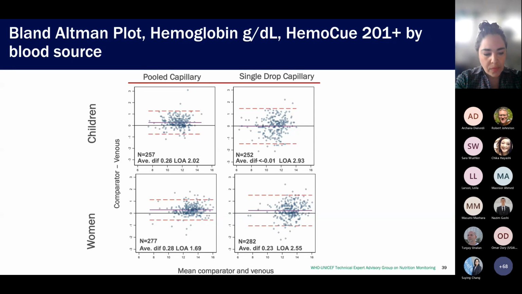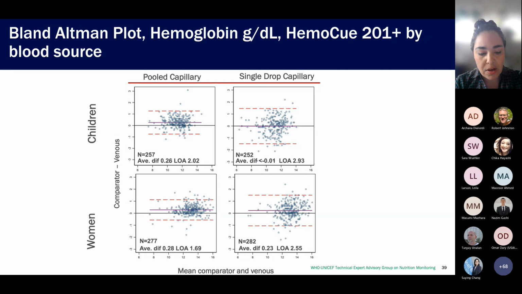Okay. So in the previous slide, the comparisons that you were looking at included differences due to the instrument used for measuring hemoglobin, which I'll refer to as analytical variation, as well as differences by sample type, which I'll refer to as pre-analytical variation. So here what we are showing are results from the HemoQ 201 plus only, because this removes the analytic variation. So we're now comparing pooled capillary blood and single drop capillary blood measured on the HemoQ 201 plus to venous blood measured on the HemoQ 201 plus.